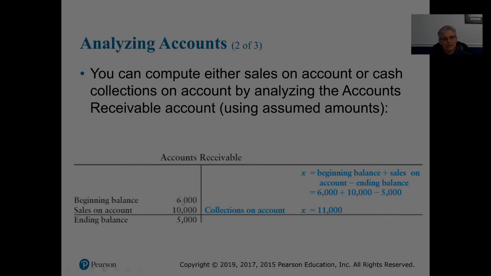So 6,000 debit plus 10 gives us 16. Well, we had to reduce or credit this balance by some amount in order to end up with 5,000. Well, 16 and we ended up with 5. That must mean we were paid 11,000, because 6 plus 10 is 16 minus 11 gives us 5. We can use this formula, deductive reasoning, to then solve for the unknown variable, which is $11,000.